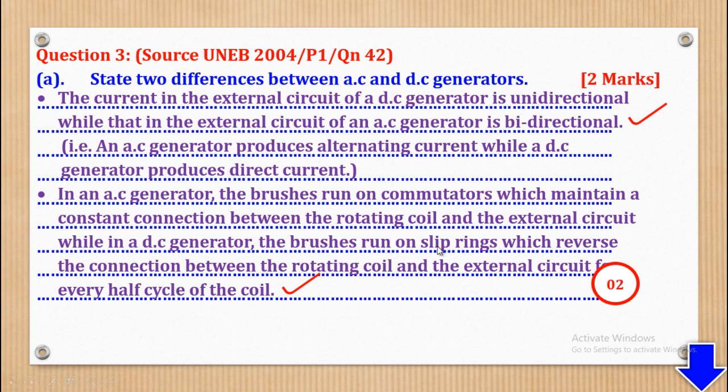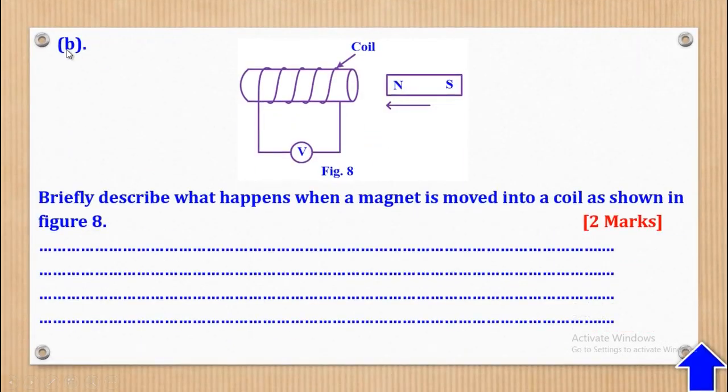So that was part A. Now let's see part B of the very question. Part B says that briefly describe what happens when a magnet is moved into a coil as shown in figure 8.